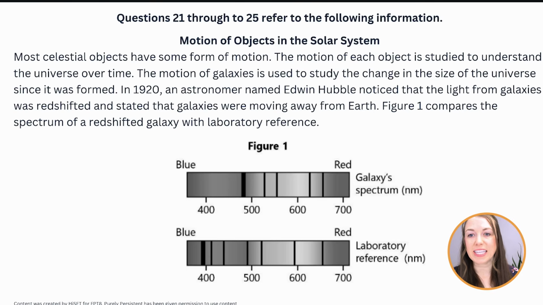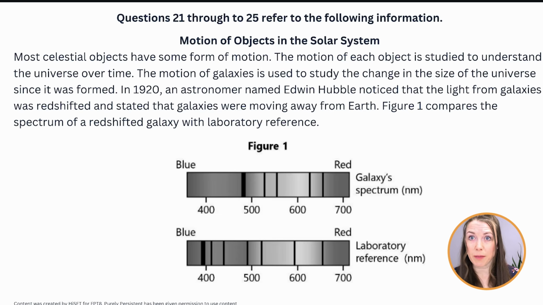Motion of objects in the solar system. Most celestial objects have some form of motion. The motion of each object is studied to understand the universe over time. The motion of galaxies is used to study the change in the size of the universe since it was formed. In 1920, an astronomer named Edwin Hubble noticed that the light from the galaxies was redshifted and stated that the galaxies were moving away from the Earth. Figure 1 compares the spectrum of a redshifted galaxy with the laboratory reference.